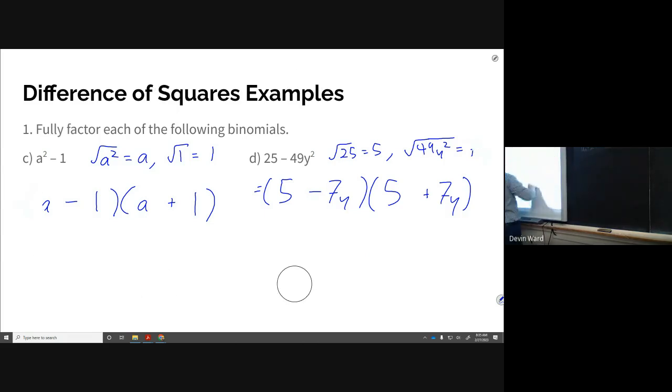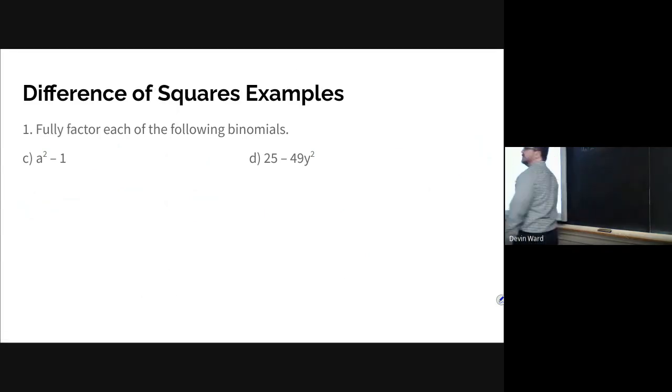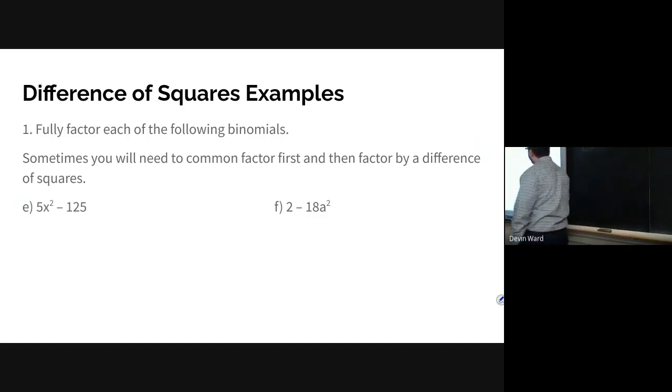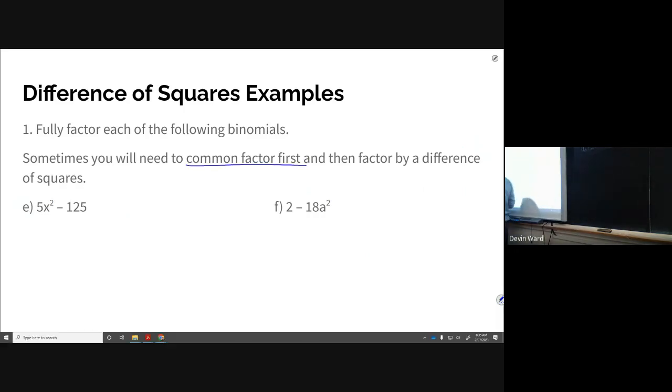Okay, so the next one's going to be similar. There's just one extra step where we have to common factor out something first, and then we can do a difference of squares. Okay, so we need to common factor first. So if we're looking at 5x squared and 125, what is the greatest common factor? Is that 5? Perfect. Because 5 can divide into 5 and 125 an even number of times.